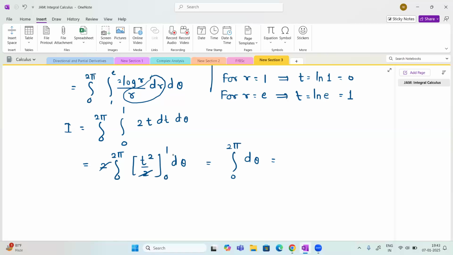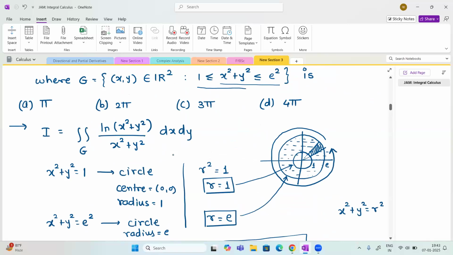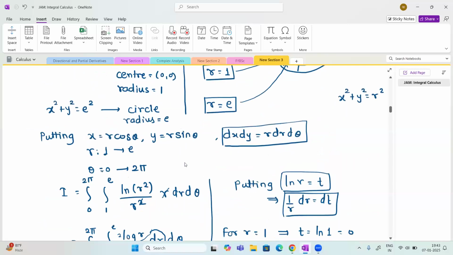So let us check this answer in options. 2 pi. Yes, so we have it in B. Okay, let us move further.